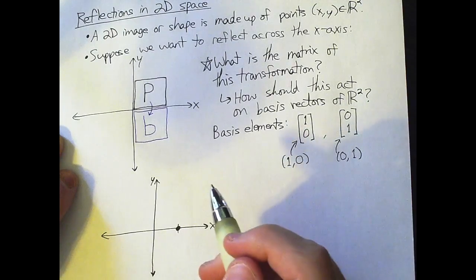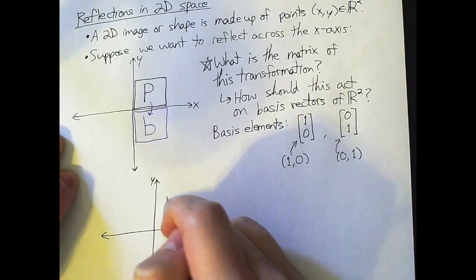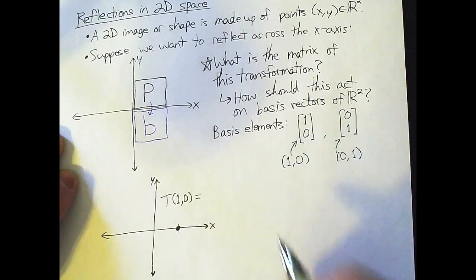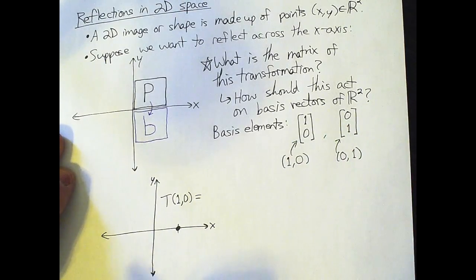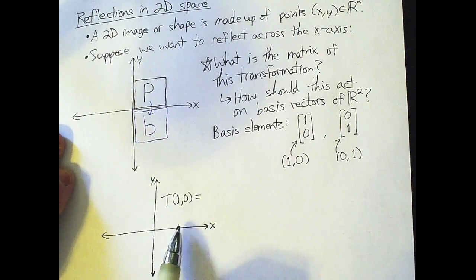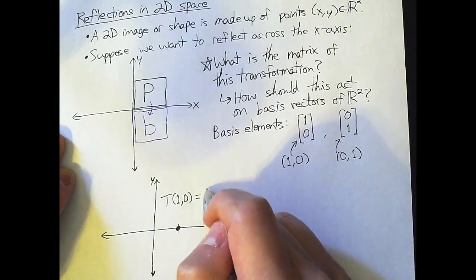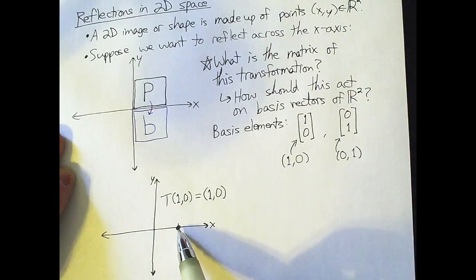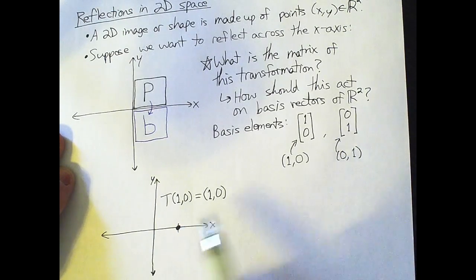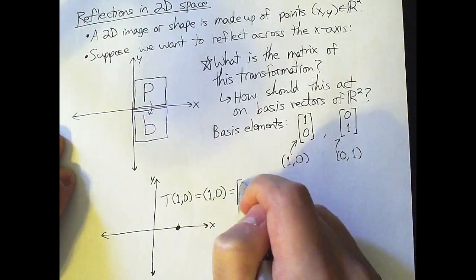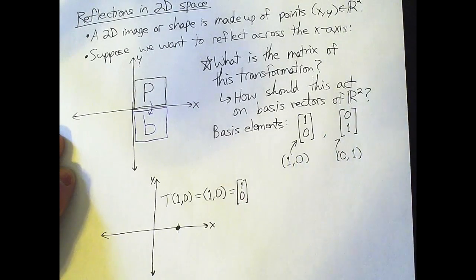So if we want to apply this reflection transformation to the point (1, 0), what should that get mapped to? Geometrically or visually, we want to reflect it across the x-axis. Well, this point is already on the x-axis, so it doesn't go anywhere. Take this, reflect it across the x-axis, it stays right where it is. So you could also think of that as a column vector like this.